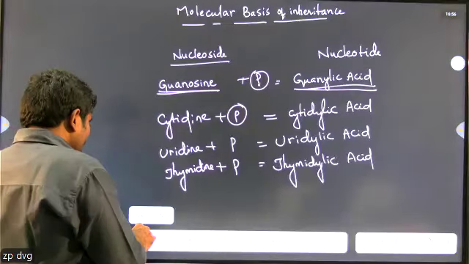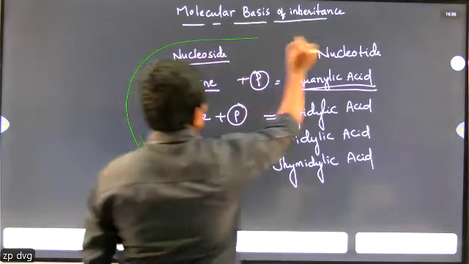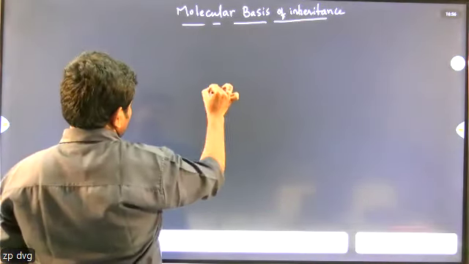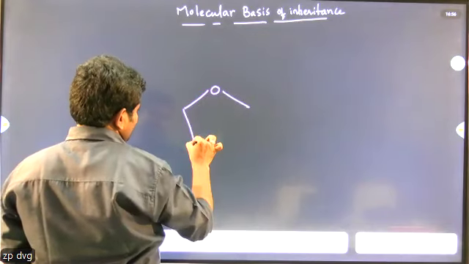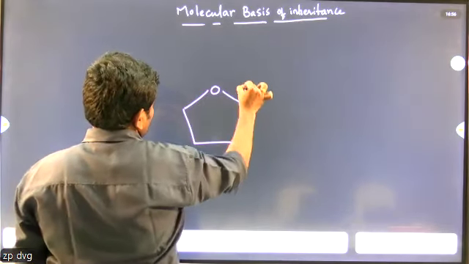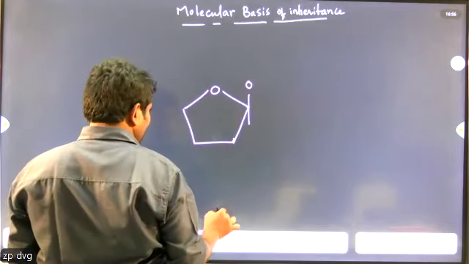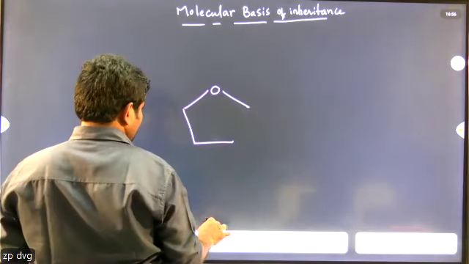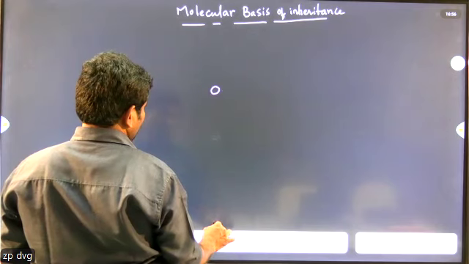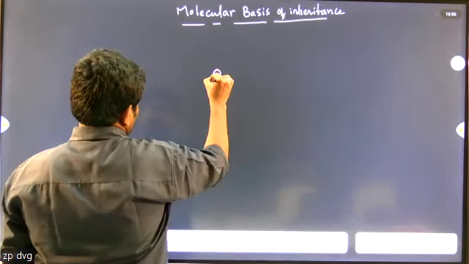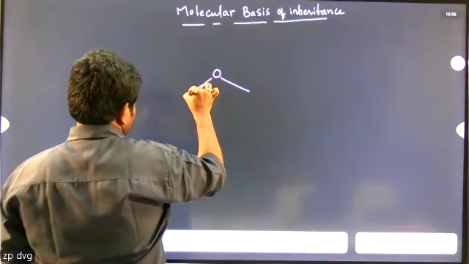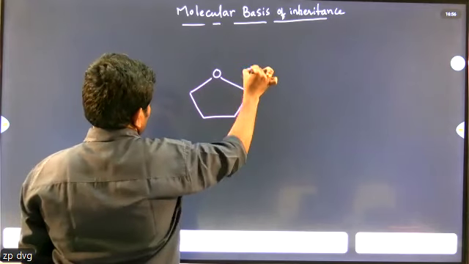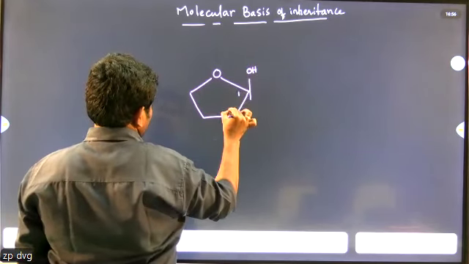So finally, let's go for the structure of nucleotides. Now we understood what a nucleotide is. Let's see. This is ribose sugar, and this is the OH group. First, let's take the OH group. This is ribose sugar, and this is the first carbon OH group. This is the second carbon.